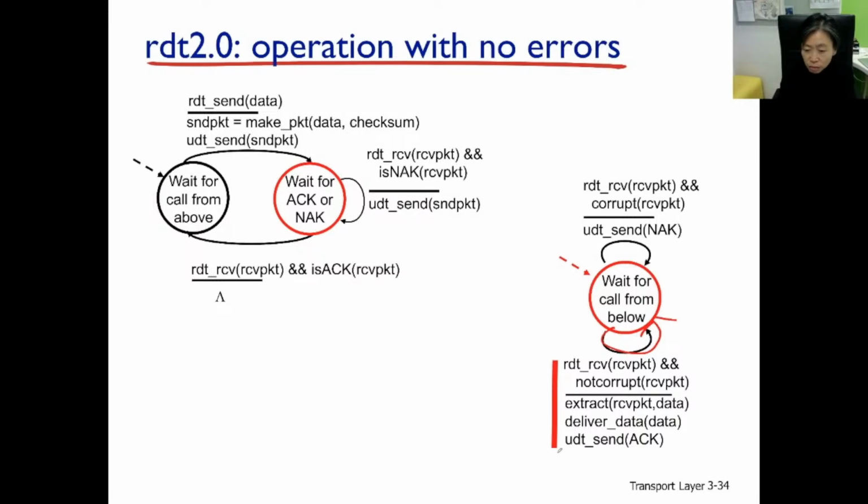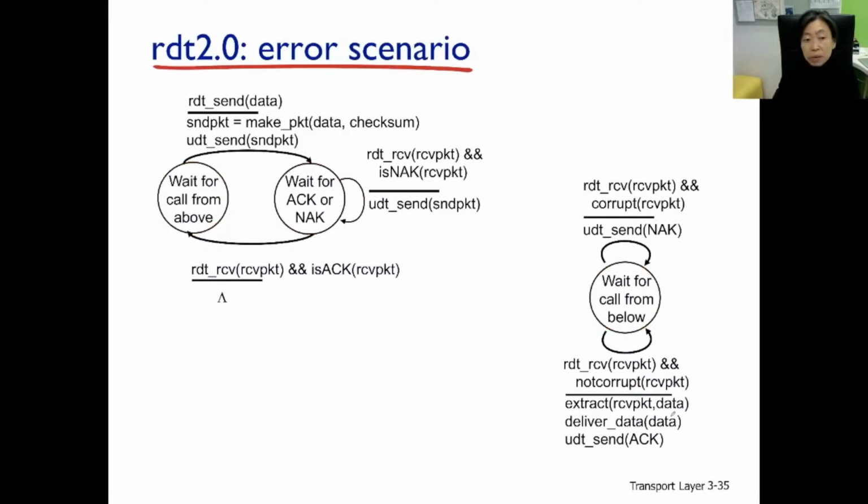And this is going to generate a message being sent back this way. Yeah, and because it's an ACK, therefore we trigger this transition, and the sender goes back to wait for call from above state. All right, so this is the no error example. The next example is more interesting, where there's error.